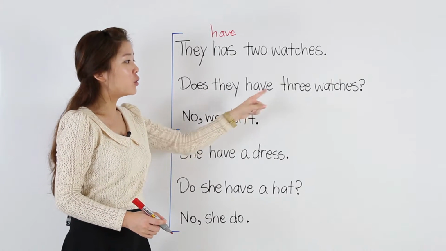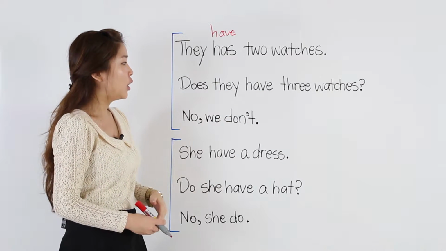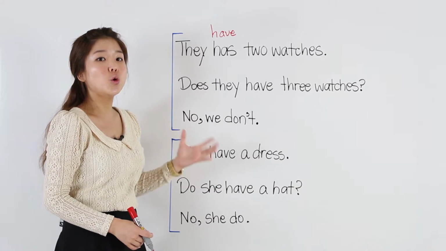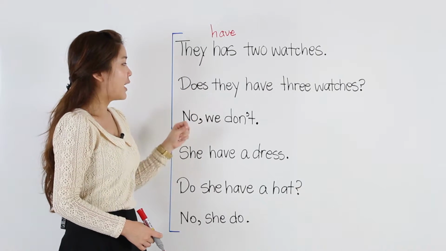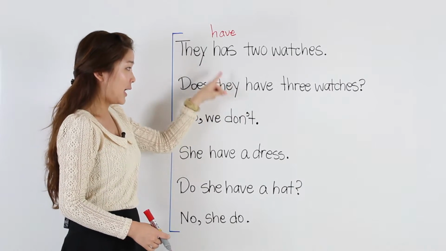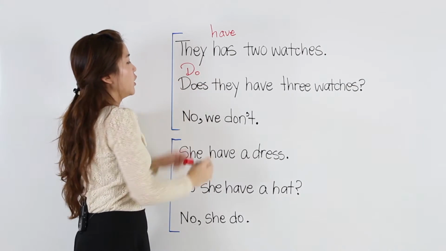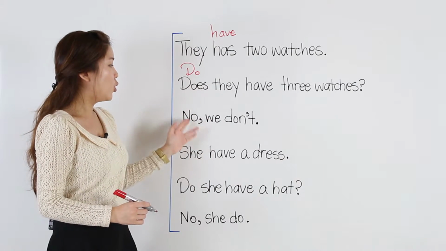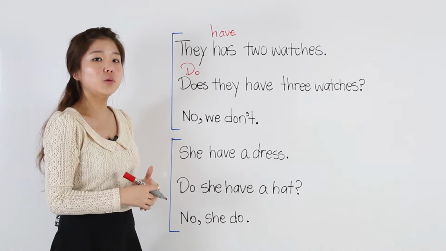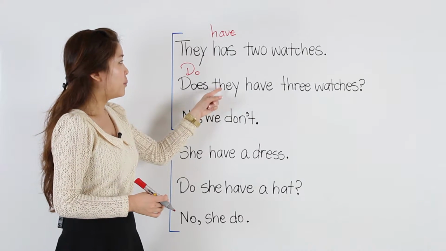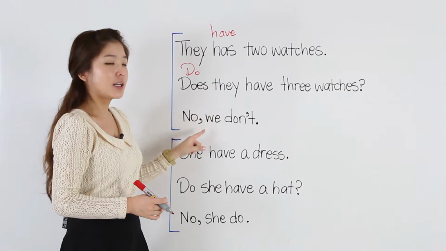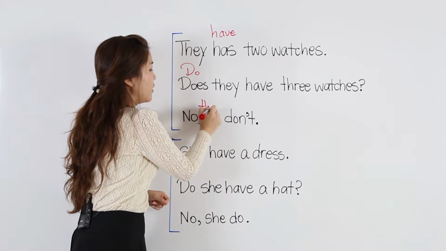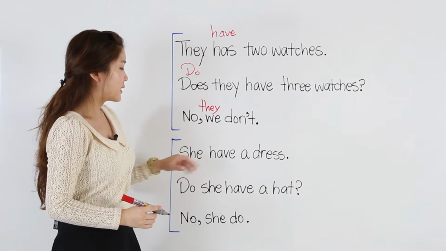Does they have 3 watches? Okay, remember, when we start a question, we have to use do or does. Here we have does, but remember, for they, we begin with do. Do they have 3 watches? And in the answer, no, we don't. What's wrong with this answer? Remember, the pronoun has to match. It has to be the same. Do they have 3 watches? No, they don't.